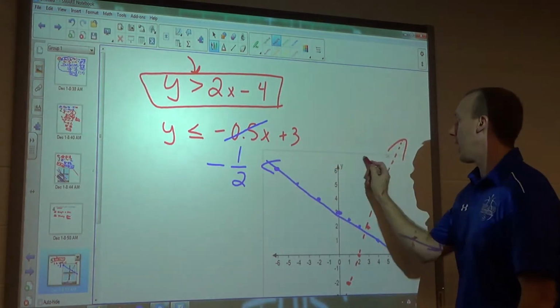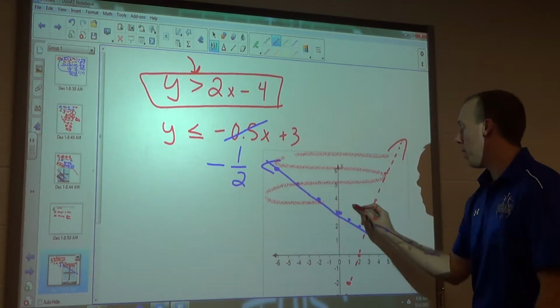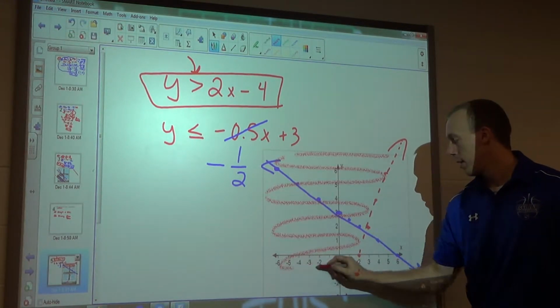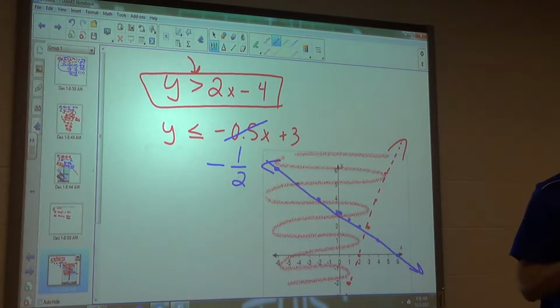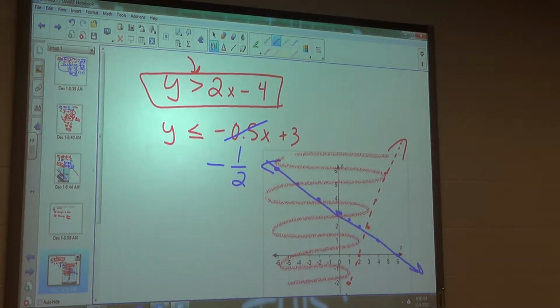One way is you can do a light shade above here. Light shade, because we're going to actually shade the common area. So when the two lines meet, that's a common mark, right, where that dot is. Now it's going to be where do my two lines shade in common. That's my solution for both of them.